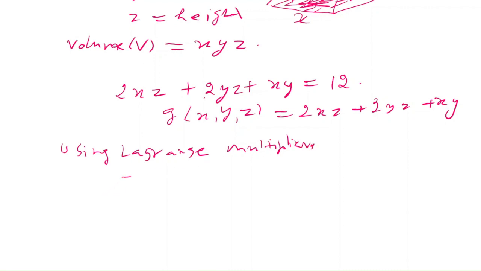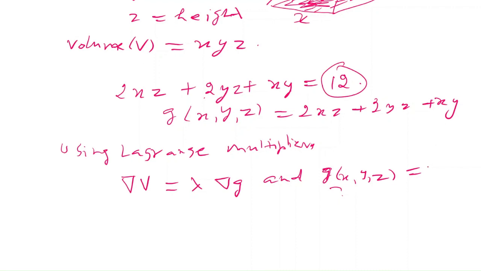The formula is actually del f equal to lambda into del g, but here instead of f we have v. So del v is equal to lambda into del g. G is here g only. Instead of f we have v here, and g stays in the place of g. And the constraint is g of xyz equal to k, but here k is 12.